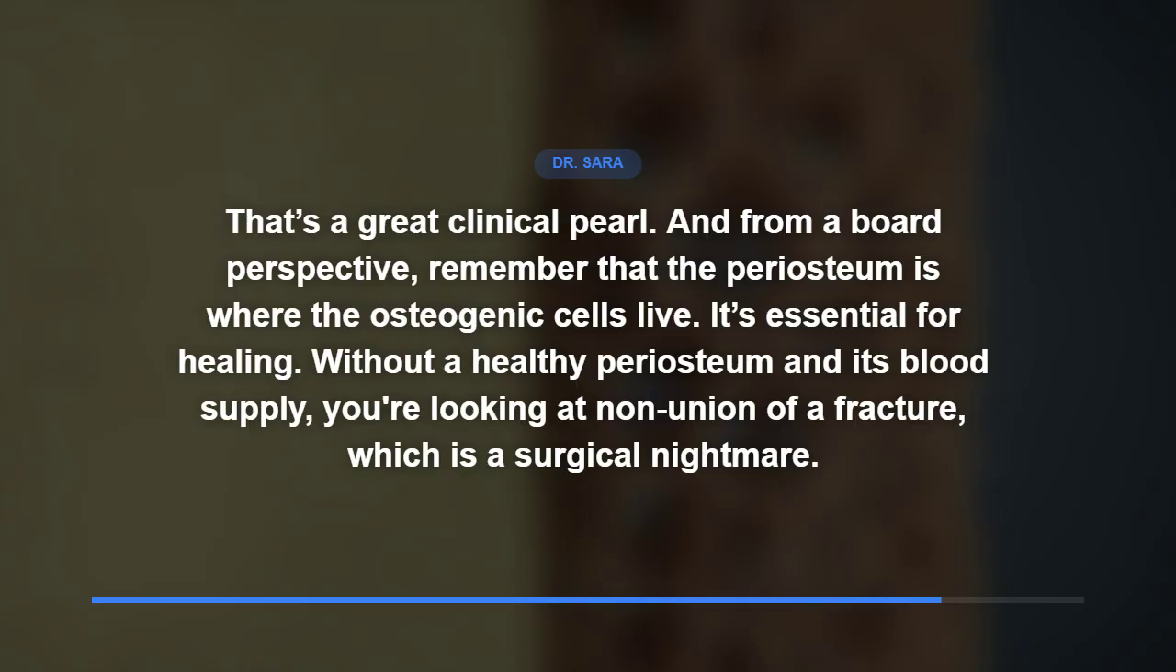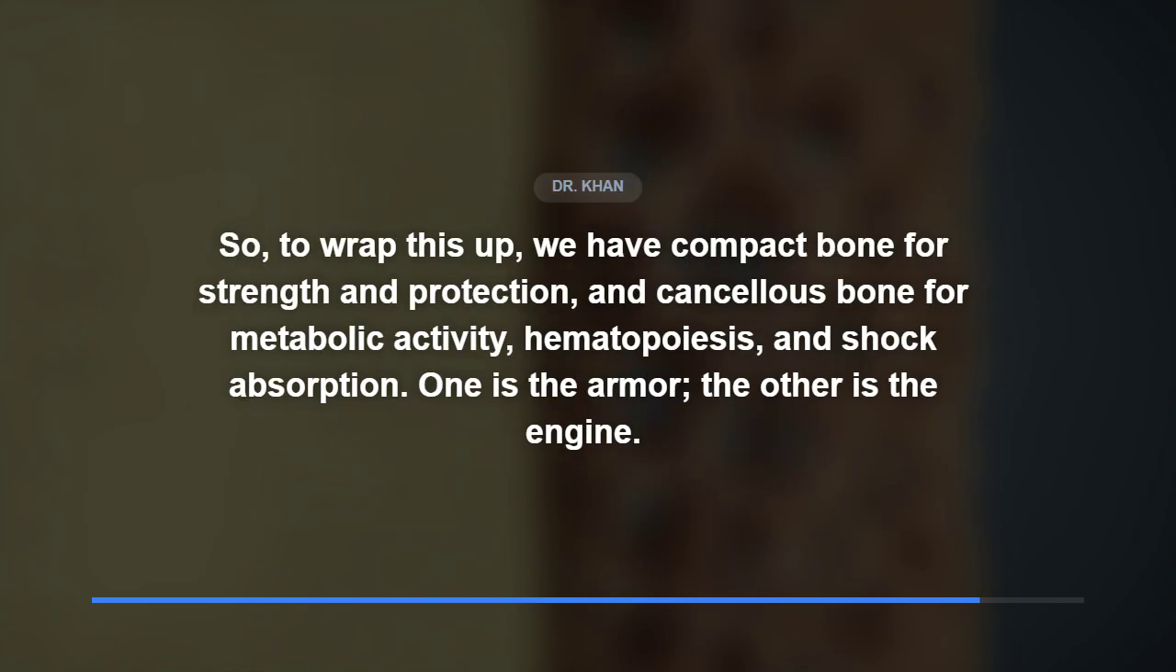And from a board perspective, remember that the periosteum is where the osteogenic cells live. It's essential for healing. Without a healthy periosteum and its blood supply, you're looking at non-union of a fracture, which is a surgical nightmare. So to wrap this up, we have compact bone for strength and protection, and cancellous bone for metabolic activity, hemopoiesis, and shock absorption. One is the armor, the other is the engine.